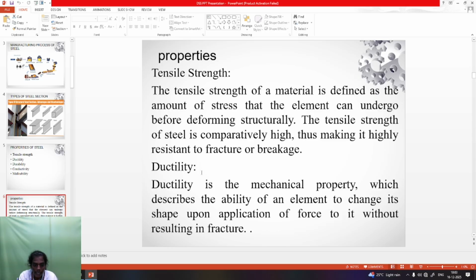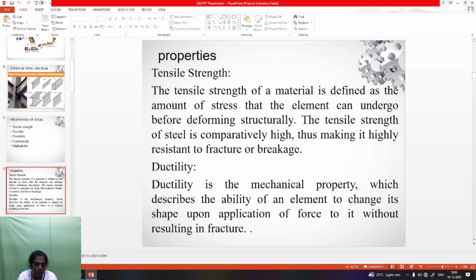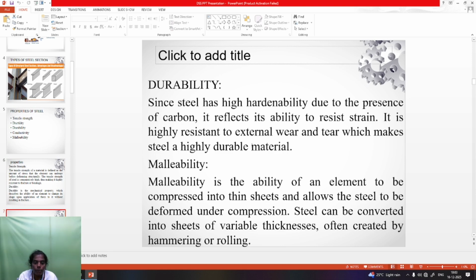The next property is ductility. Ductility is a mechanical property where the element changes shape upon application of load without fracture. The shape of the section changes without fracture, and that is ductility. So this is the main mechanical property of steel. Next, very important, is durability. Durability depends upon the carbon present. A low percentage of carbon gives high strength and high resistance to tear and wear. It is a highly durable material, since less carbon means high durability.